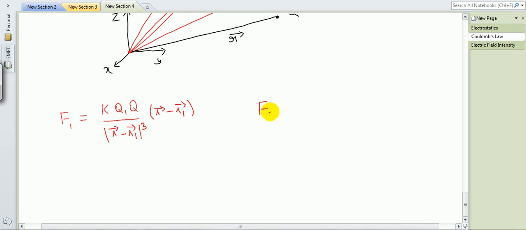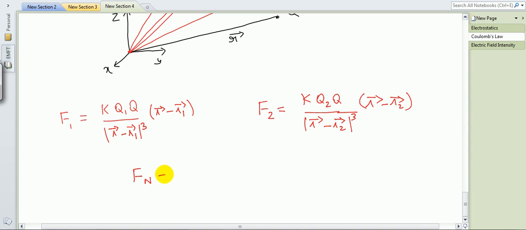Similarly I can find F2. It will be something like k q2 q divided by the magnitude of r vector minus r2 vector cubed, multiplied with r vector minus r2 vector. If I want to find Fn, force on charge q due to the charge qn, it will be k qn q divided by r vector minus rn vector, force location minus the source location, cubed, multiplied with force location minus the source location. So this will be the force on q due to charge qn.